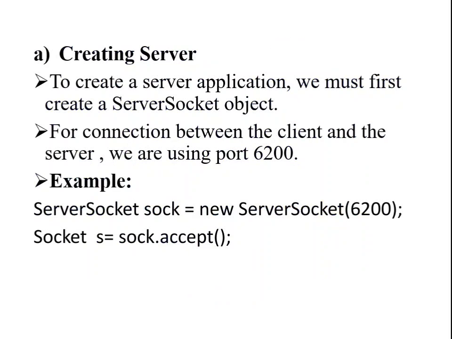First is creating the server. To create a server application, we must first create a ServerSocket object. For the connection between a client and the server, we are using port 6200. You can also use any other port number you choose. The accept method waits for the client to arrive. If the client connects to the supplied port number, an instance of Socket is returned. For example, ServerSocket sock = new ServerSocket(6200); Socket s = sock.accept(); This establishes the connection and waits for the client.